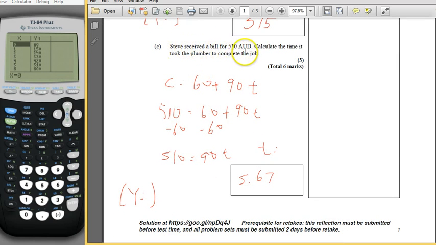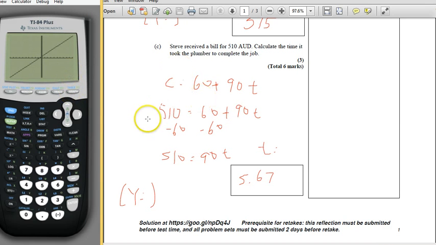Steve received a bill for 510 Australian dollars. Calculate the time it took for the plumber to complete the job. Okay, let's do it with the calculator first. So we got the graph of the function. We want to know when this graph reaches 510. And that's maybe kind of hard to do because we can't use trace anymore, right? So let's try table. And let's see, when is 510? Oh, there it is. Do you see? The y value is 510. The x value is 5.